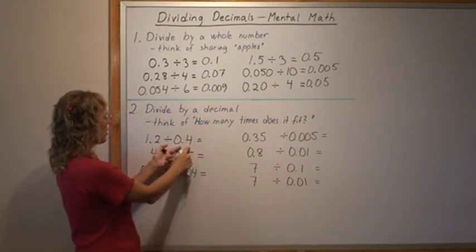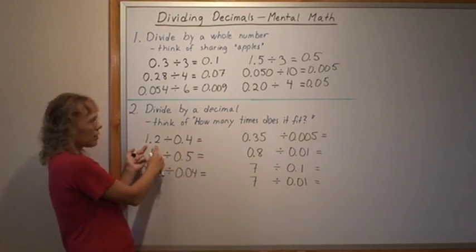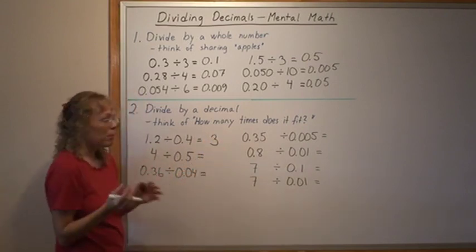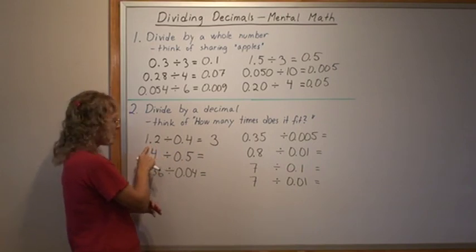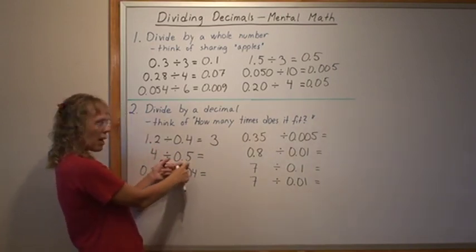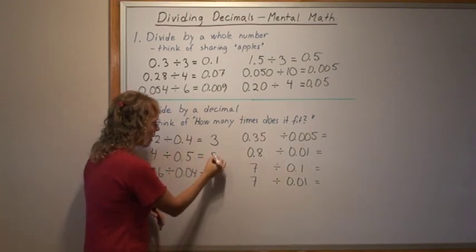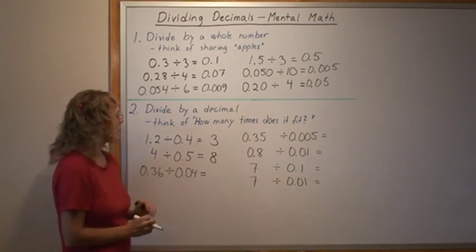How many times does this fit into here? It's like 4 tenths and 12 tenths. 4 fits into 12 3 times. And check by multiplying. 3 times 4 tenths will give you 12 tenths, or 1 and 2 tenths. And here, how many times does half fit into 4? It's simply 8 times. 8 times half is 4, so it checks.